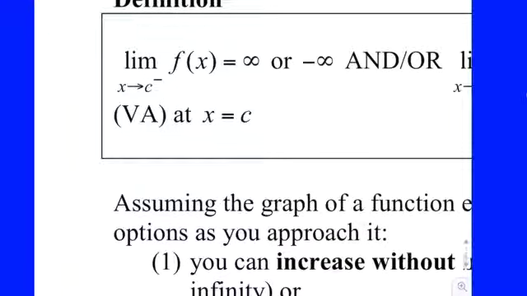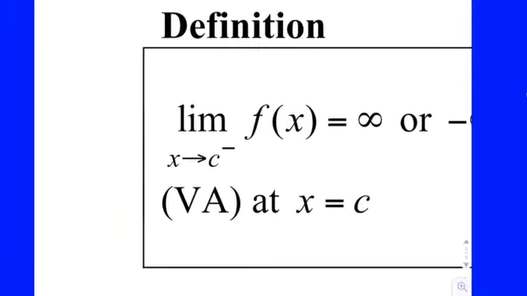So shifting gears here. We've done holes, we've done jumps. Here are your vertical asymptotes. If any one of the following four things happens, if we approach an x value, this is an arbitrary x value, could be 5, could be negative 10. If we approach that x value from the left, and the limit is infinity, what does that mean? Is the limit an x value or a y value? The limit is a y value, right?